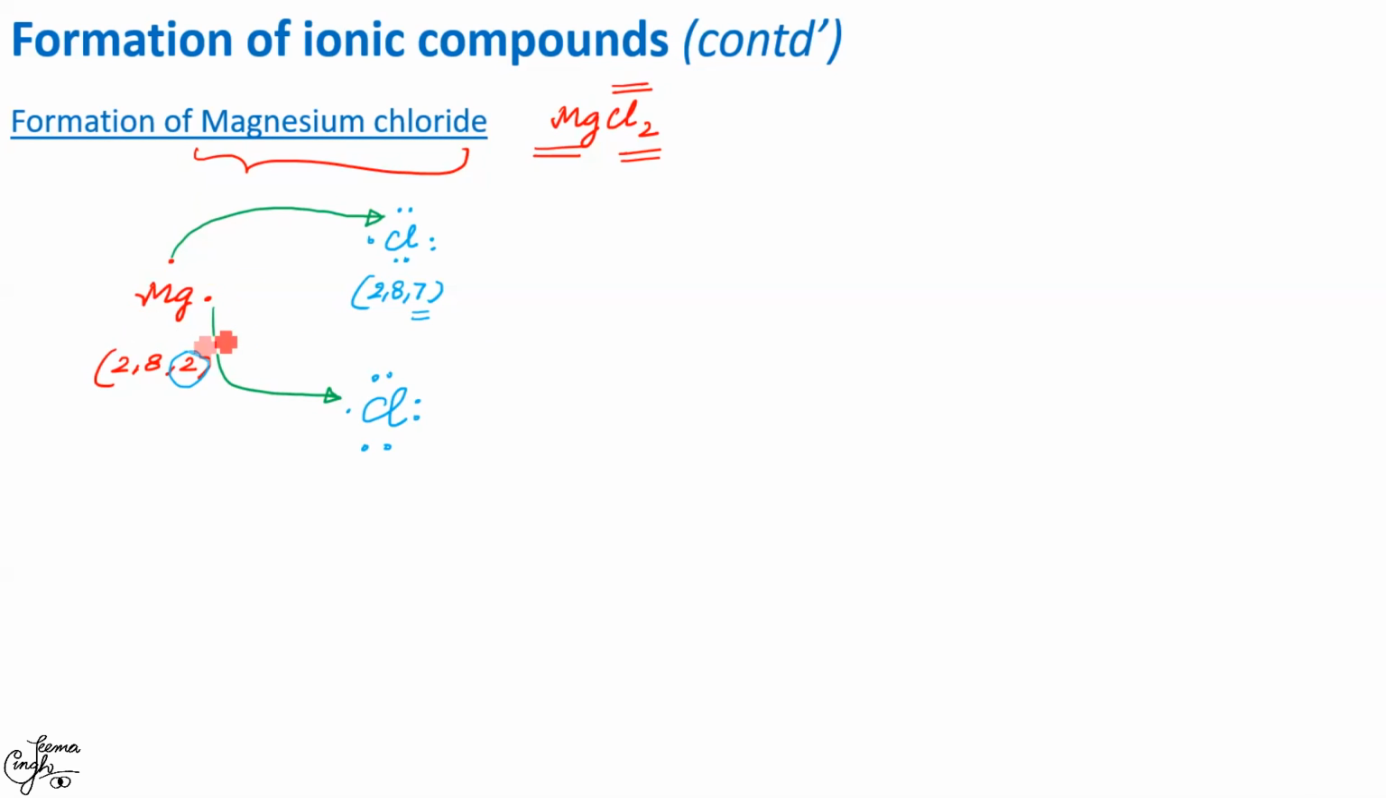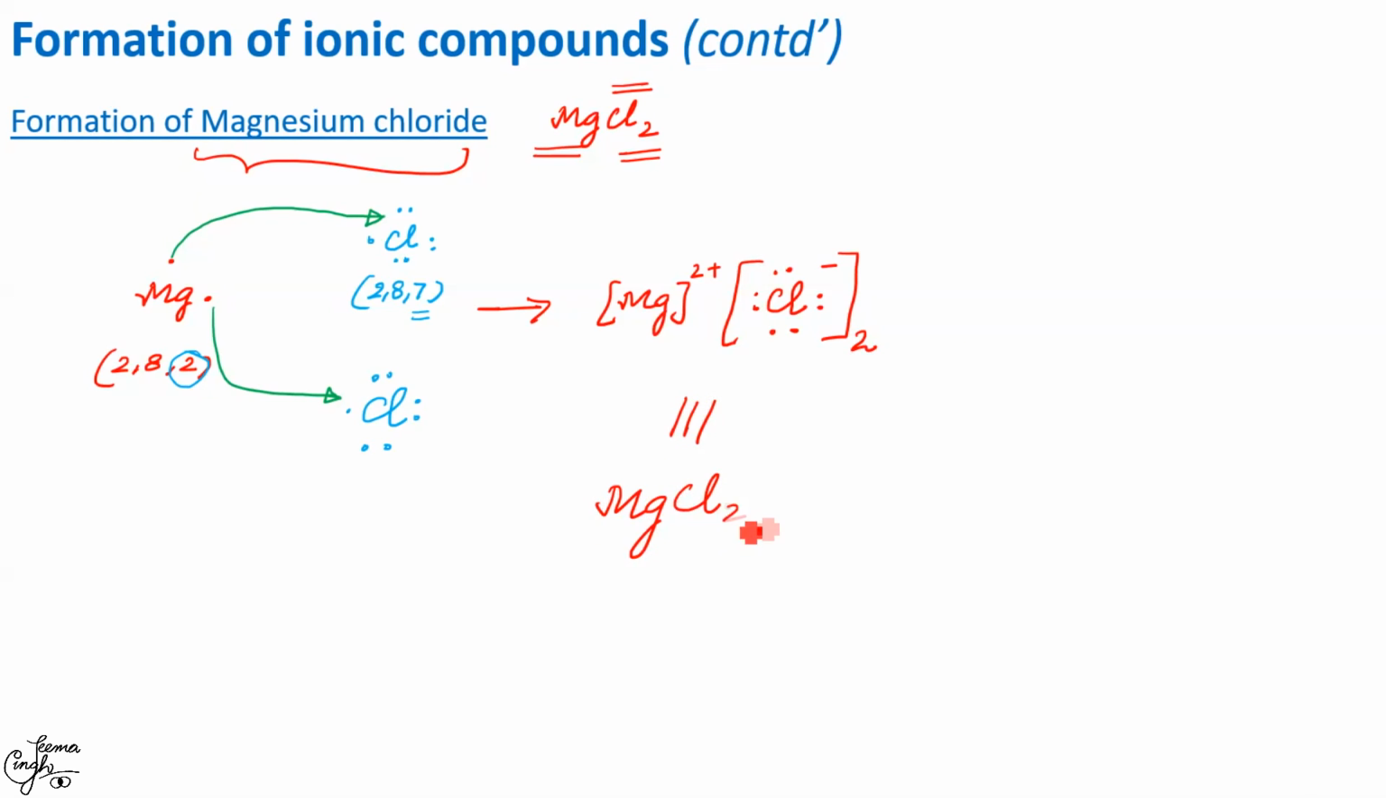So when magnesium donates electrons to 2 chlorine atoms, you will have magnesium cation with 2 positive charge, and you will have chlorine anion with a negative charge, but there are going to be 2 chlorine anions or 2 chloride ions, and thus the formation of MgCl2 is shown or represented or explained.